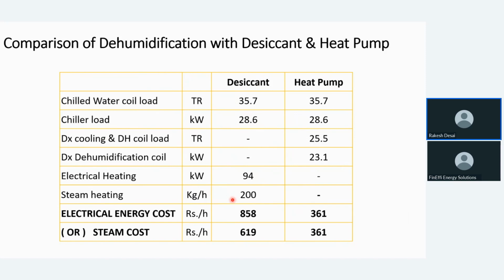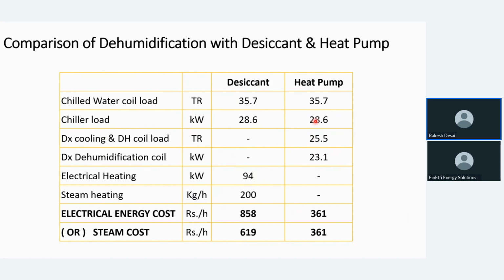Now, the cost of the system: if we use electrical heating with chiller load, it becomes 858 rupees per hour. If we use chiller load plus steam, it becomes 619 rupees per hour. Here the electrical energy cost is around 7 rupees per unit and steam cost is around 2.1 rupees per kg. Vis-a-vis, if a heat pump is installed in similar operation, then the chiller load remains the same, so chiller power consumption remains the same, 28.6 kW. The DX cooling and heating system would have required 25.5 TR additional load, which would have consumed 23.1 kW power.